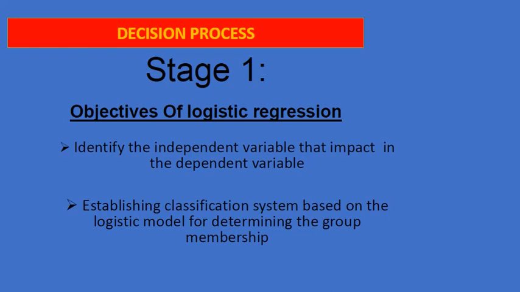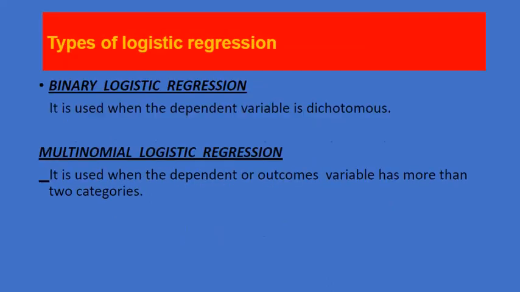on the dependent variable. The second objective or the second goal of logistic regression is to establish a classification system based on the logistic model for determining the group membership.